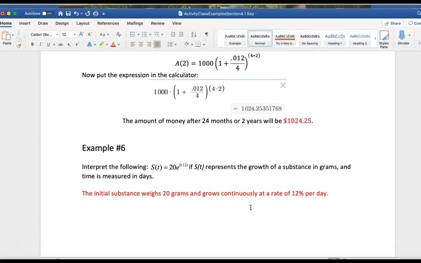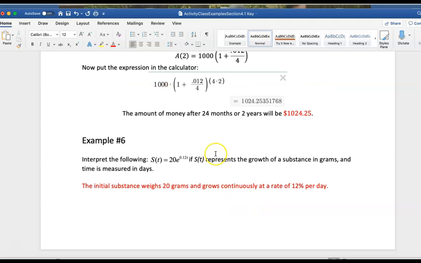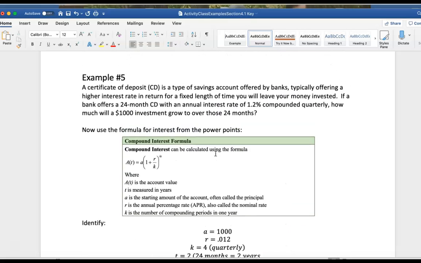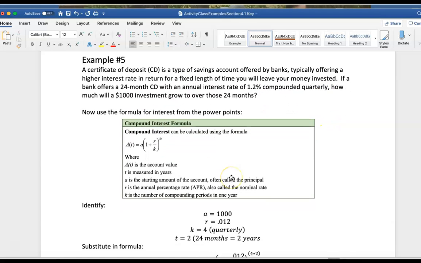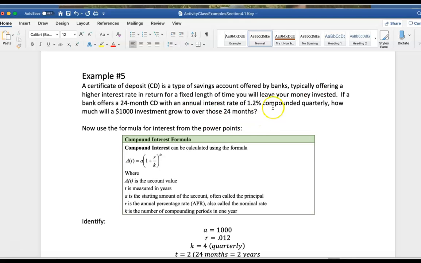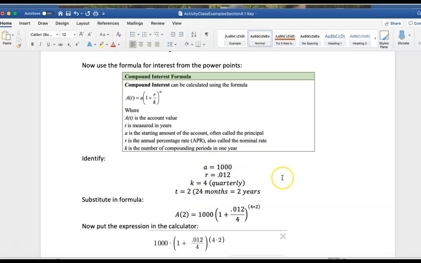Okay, example 5. What do we need here? We've got a CD, your certificate of deposit, the type of savings and so forth offered by the banks. Since you're dealing with money, you want to go into this compound interest formula that's right here. This is what you're going to use.